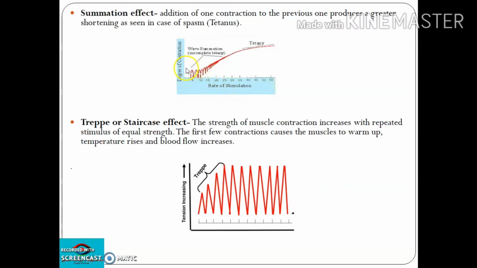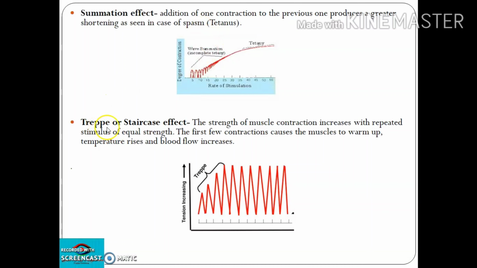This is the degree of contraction, which is increasing and finally leading to a tetanus-like condition. What is tetanus? It is called lock jaw disease, in which there are spasms. Spasms are contractions basically. They are uncontrolled contractions.